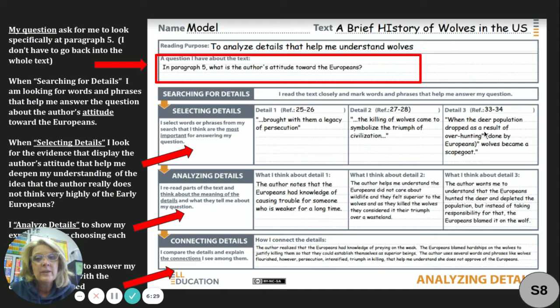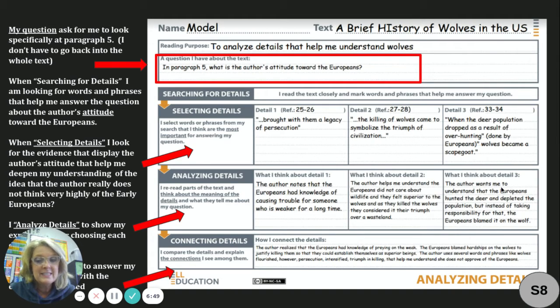Then in lines 33 and 34, she says, when the deer population dropped as a result of overhunting, which was done by the Europeans, wolves became a scapegoat. So here she says, okay, so the Europeans are deer hunting, they're killing these deer, and now they want to blame it on the poor wolves.